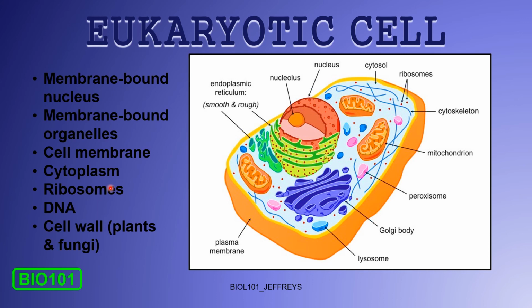All eukaryotic cells have ribosomes to make proteins and other things. All eukaryotic cells have DNA. We find that in the nucleolus, which is found inside of the nucleus.